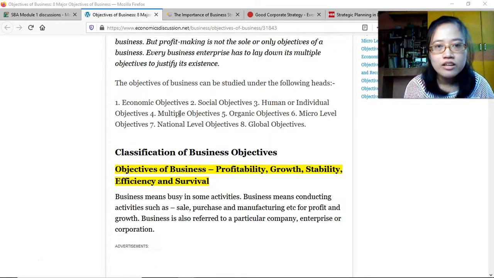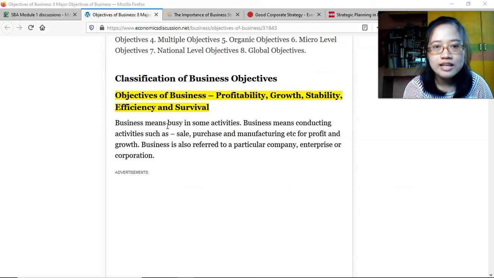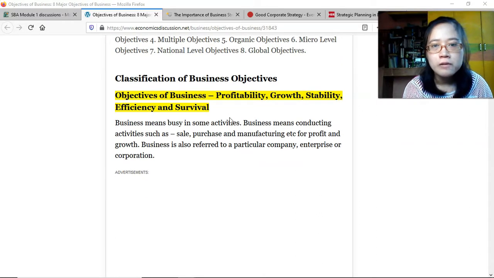Okay, the objectives of business can be studied under the following heads, the subheadings in this article. So we have economic objectives, social objectives, human or individual objectives, multiple objectives, organic, micro level, and then national and global. Okay, so first let's have, I think this one is the economic objectives. Profitability, growth, stability, efficiency, and survival.